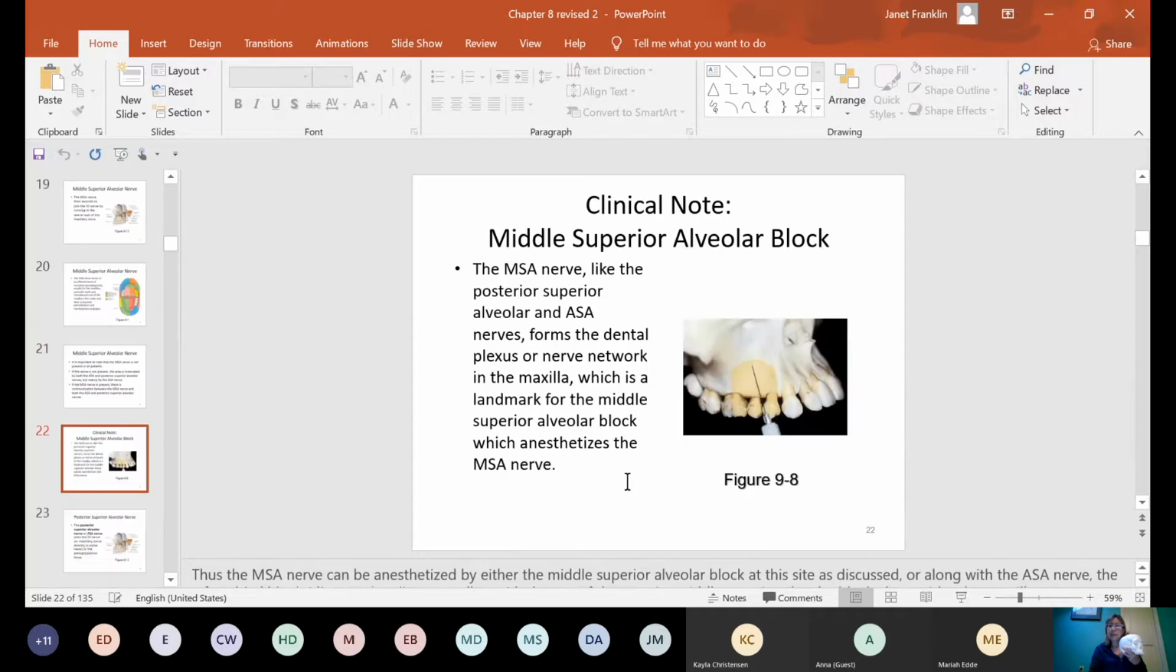So then moving on, this is where you're going to give your middle superior alveolar injection. If you look at where that needle is going, it's going up to the tip of the root of the second premolar. So right in here. And it's going to get this area right here numb.